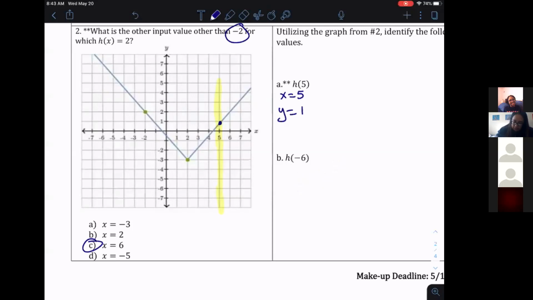Okay, Miss Ashley, let's go ahead and try this next one. H of -6. What is your x value? Gonna go ahead and highlight for us. H of -6. What is the x? What's the y value? X is -6. And the y is 7. Perfect. Y is 7. Great job, Ashley.